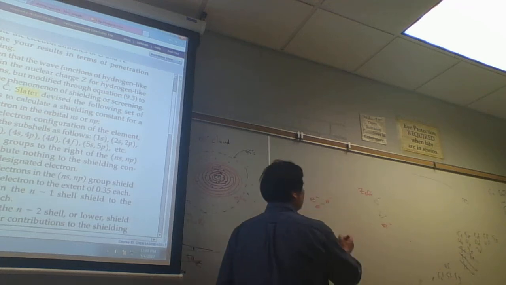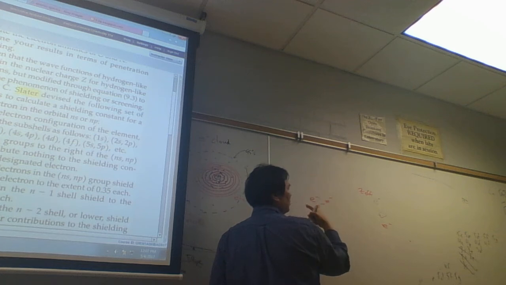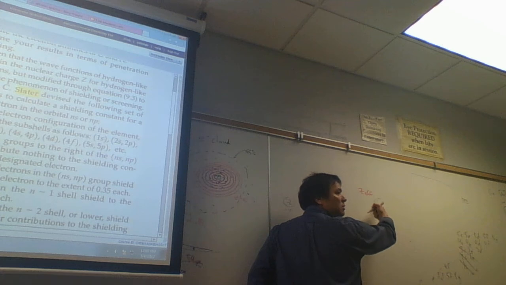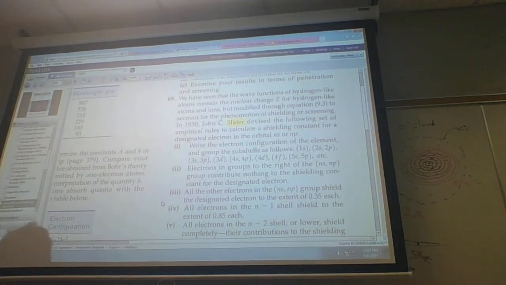And so Slater said this. Slater said inner shell electrons effectively shield. Same shell electrons are poor shielders. And so what Slater did was he just came up with numbers for this. They're just very simple numbers, but these numbers are helpful for us to visualize these things.